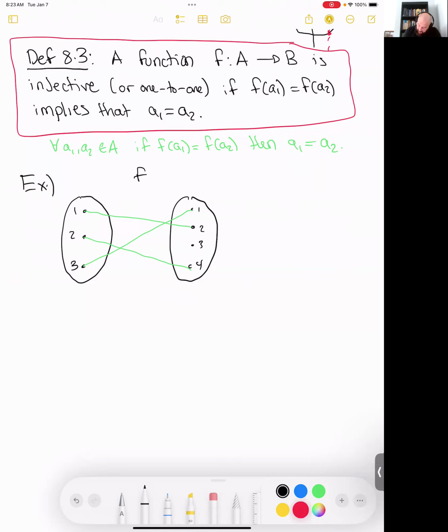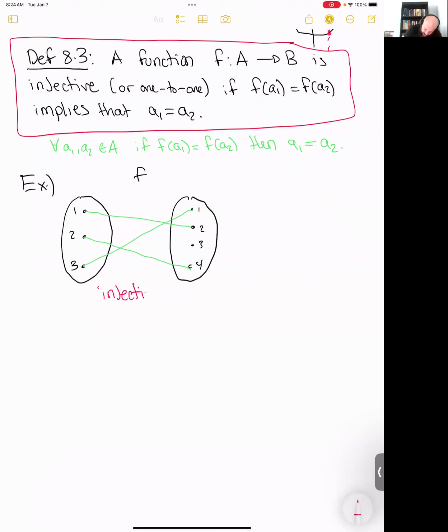So this is an injection. And then to just be clear, we can do another example right here which will not be considered an injection.